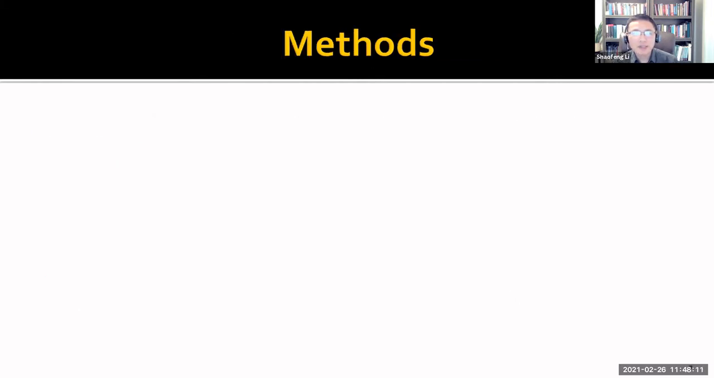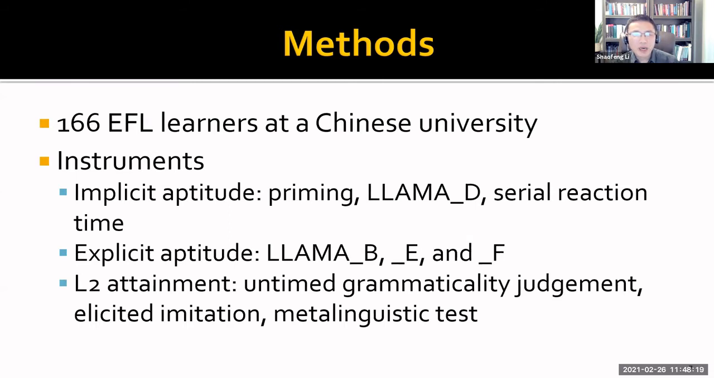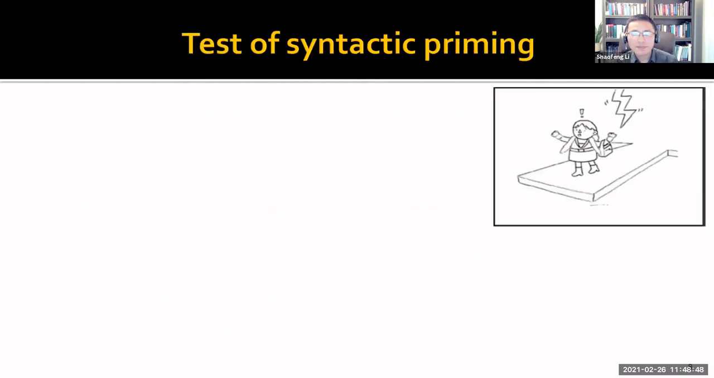Okay, moving on to methods. The study involved 166 EFL learners at a large Chinese university. They took 3 tests of implicit aptitude, including priming, LLAMA-D, and serial reaction time. They also took 3 tests of explicit aptitude, including LLAMA-B, E, and F. And they also took 3 tests of L2 proficiency, including grammaticality judgment, elicited imitation, and metalinguistic knowledge.